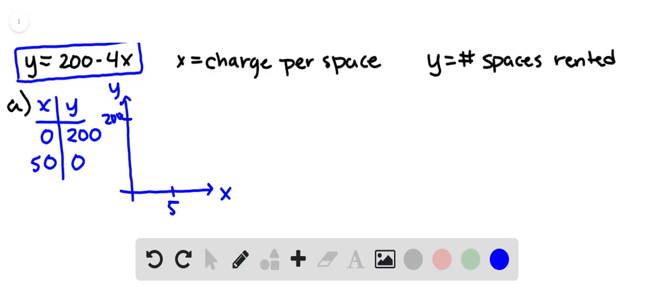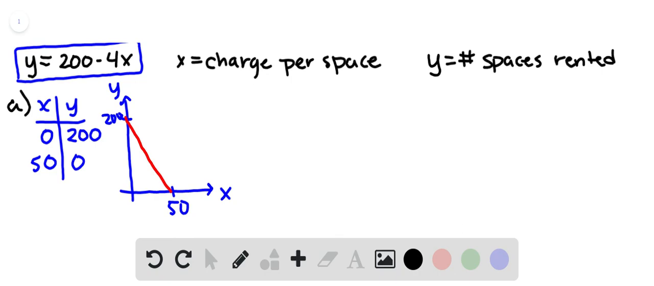Now I'm not going to extend my line into any other quadrants. It's going to stay in quadrant 1. Because you can't have a negative number of spaces rented and you wouldn't collect a negative amount of rent. You wouldn't charge a negative amount per space. All right, so there's our graph.